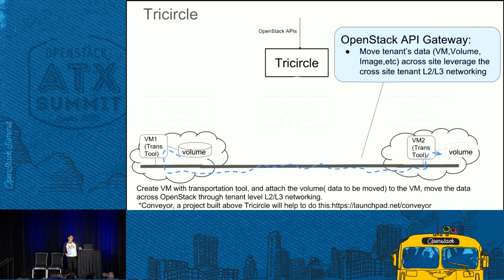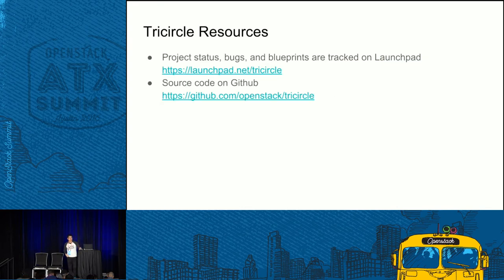And one project called Conveyor is being established to provide the data movement functionality based on Tricircle. Tricircle is an open source project in OpenStack, and we are planning to apply for big tent status. So please come to contribute and join us. You can find all resources on the web, from the Launchpad blueprints to the source code on GitHub.